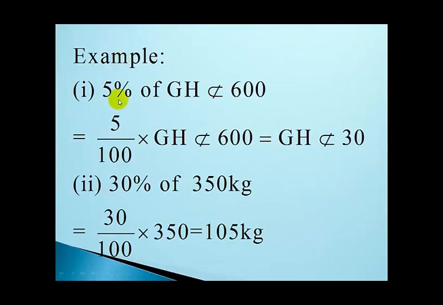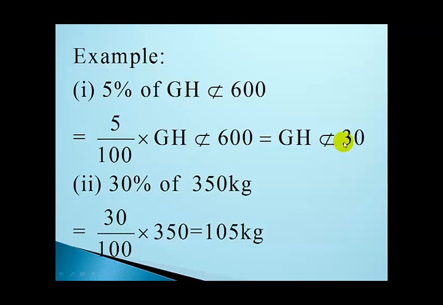Example, 5% of 600 Ghana cedis will be equal to 5 divided by 100 times 600 Ghana cedis. Now 100 goes into 600 6 times, and so 6 times 5 is equal to 30. And therefore 5% of 600 Ghana cedis is equal to 30 cedis.